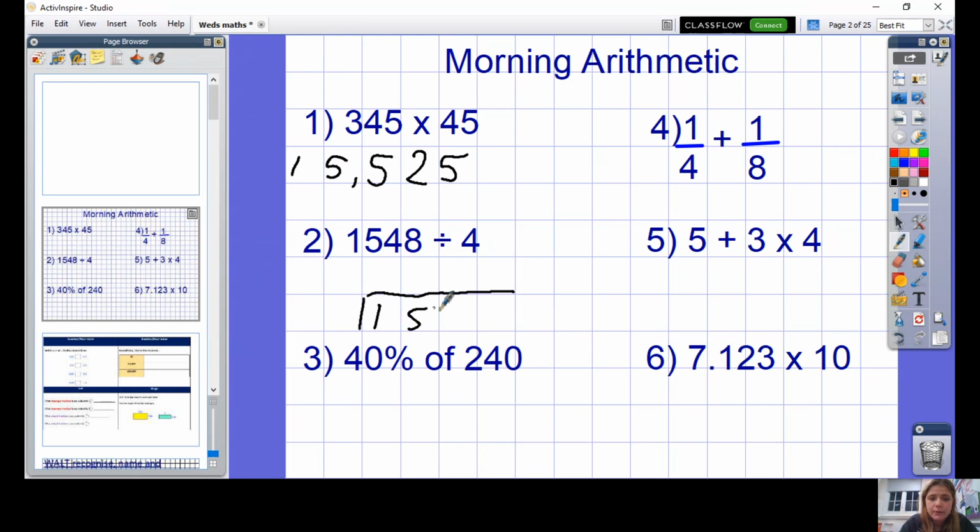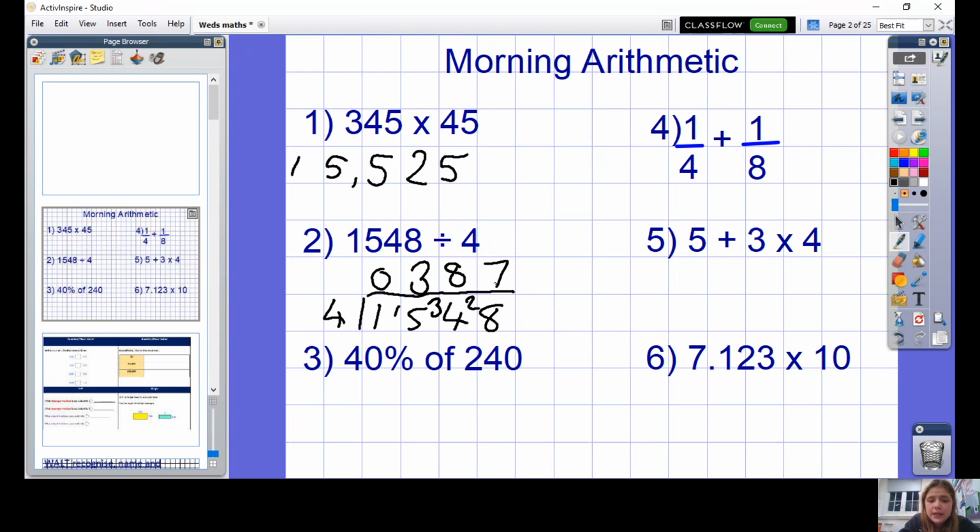1,548 divided by 4. You should have used the short division method here. 4s into 5 doesn't fit, regroup once. How many times does 4 fit into 15? It fits 3 times to make 12 and regroup 3 times. How many times does 4 fit into 34? It fits 8 times with a leftover of 2. And finally, 4s into 28 is equal to 7. Our answer there was 387.